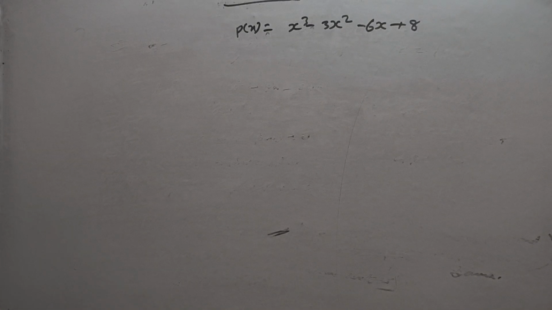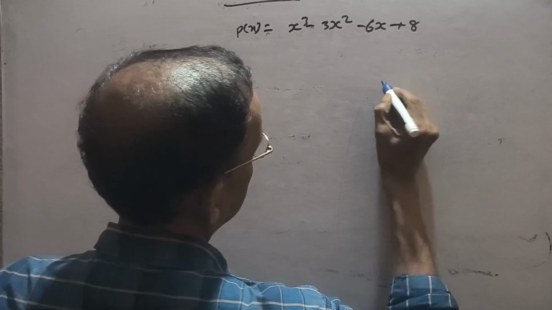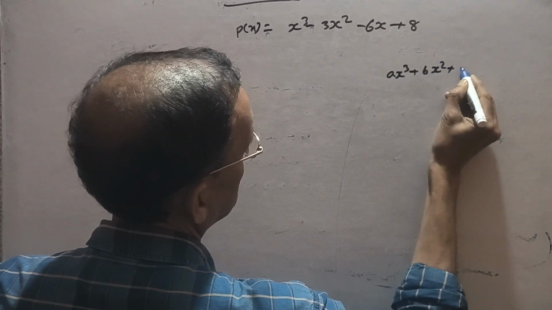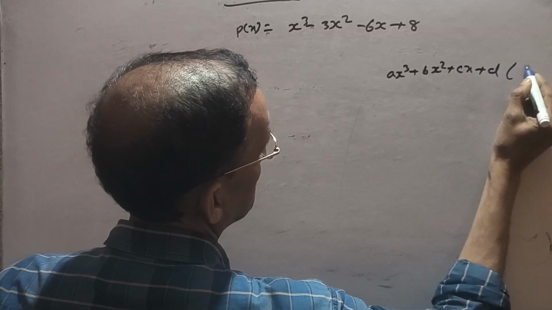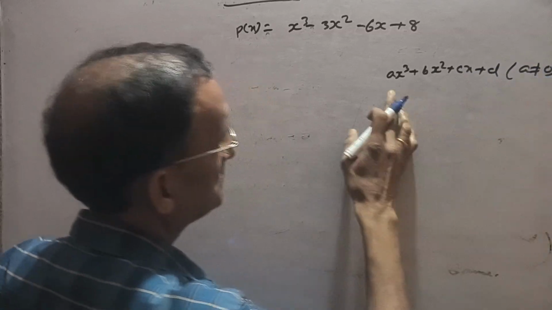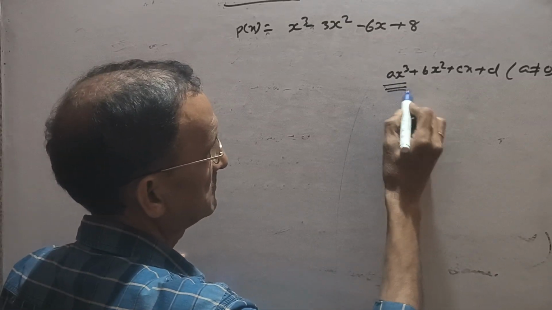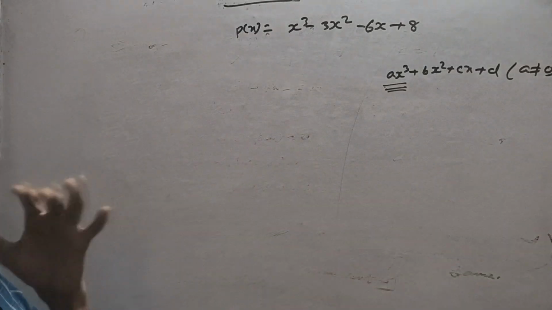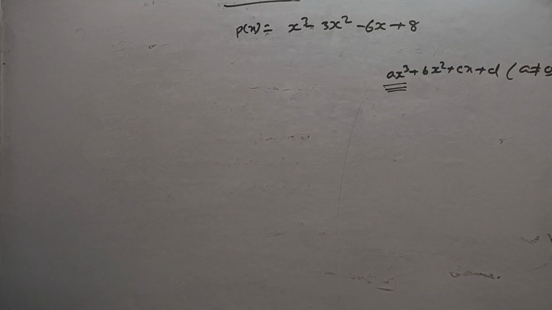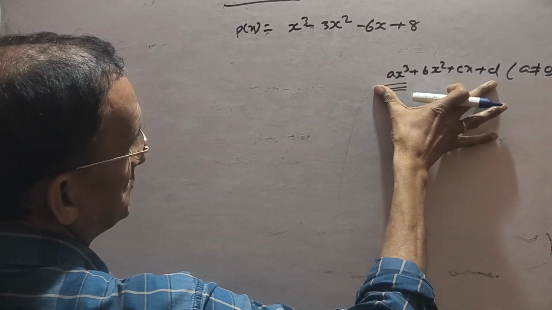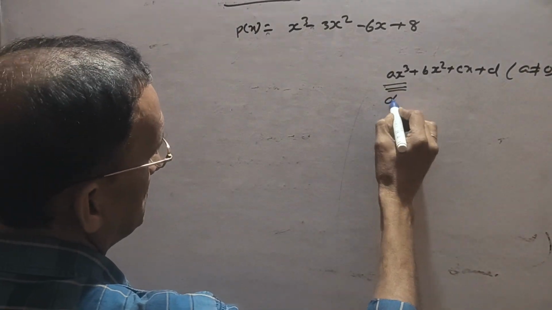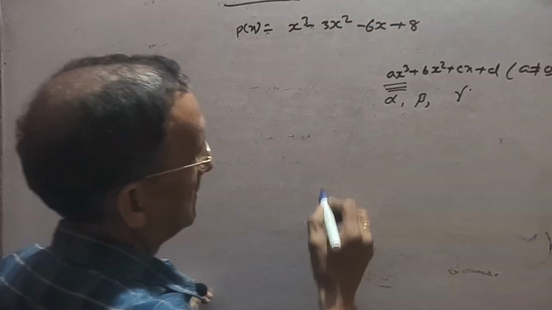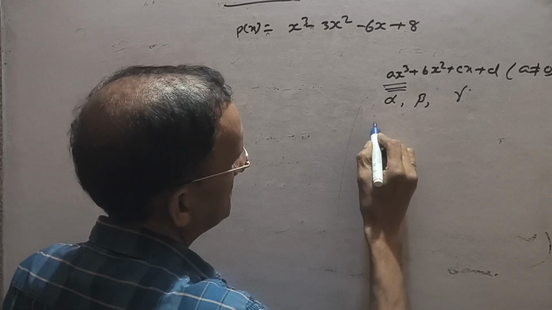But first I will explain the cubic polynomial. The general form is ax cube plus bx square plus cx plus d. A must not be equal to 0, because for a cubic polynomial this must not be equal to 0. Since the number of zeros of a polynomial depends on its degree, it is a polynomial of degree 3, so it will have 3 zeros denoted by alpha, beta and gamma. Then you have the relation between zeros and the coefficients here also.